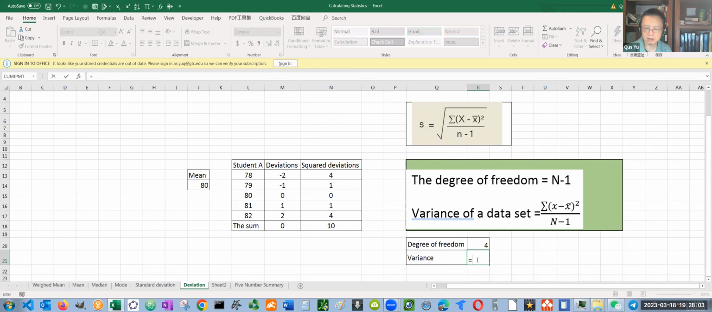So we just use this equals 10, which is the sum of squared deviations, which is this part, divided by the degree of freedom. You can type in 4, or you can just click on 4, because we only have this one calculation. We don't need to drag it down. Either way is okay. So 2.5 is called the variance of this particular data set.